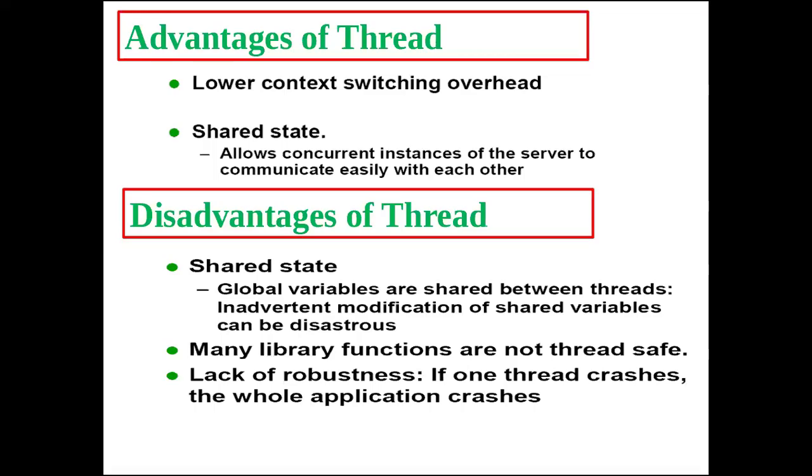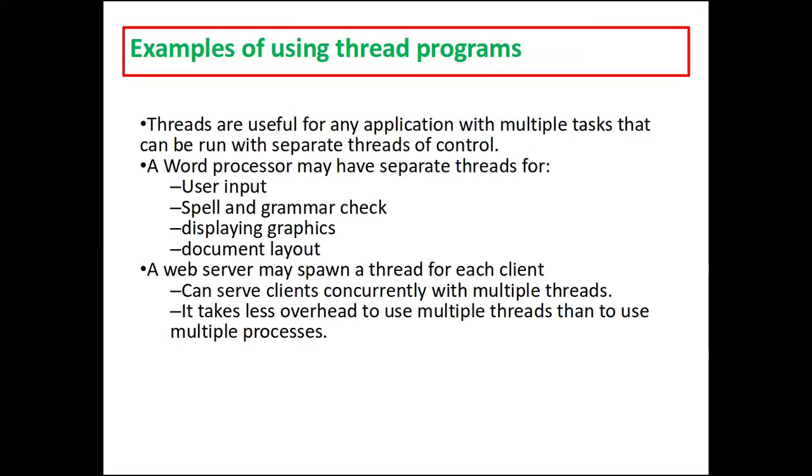Now, let us understand examples where threads are actually used. These are practical examples of thread programs, and this will help you to connect theory with the real application. Let us begin with the general idea. Like when I said threads are useful in any application with multiple tasks. If an application has multiple tasks, each task can run as a separate thread. These act as separate threads of control, which allows multiple activities to happen together.